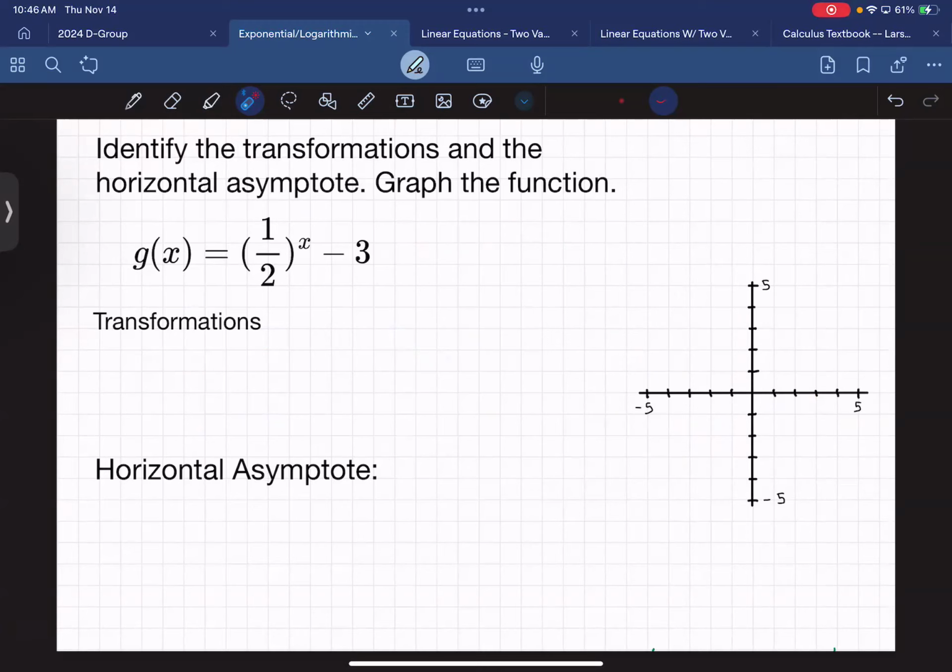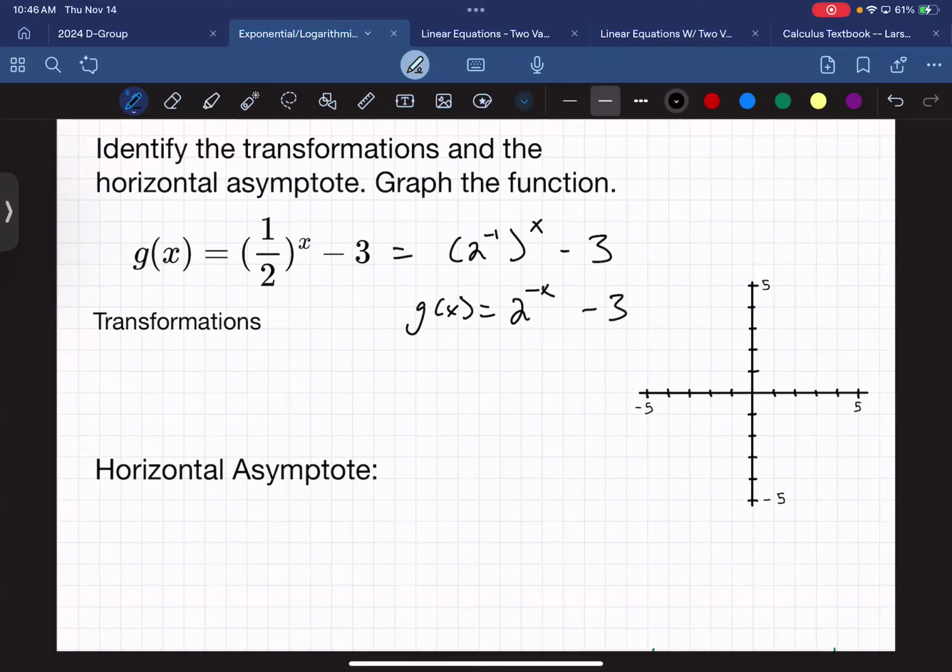What's standing out to some of y'all as you copy this one down? The fraction, right? This is going to be an area where I would say make sure you remember to rewrite that. That's going to be 2 to the negative 1 raised to the x minus 3. And then you can just say, hey, g of x equals 2 to the negative x minus 3.